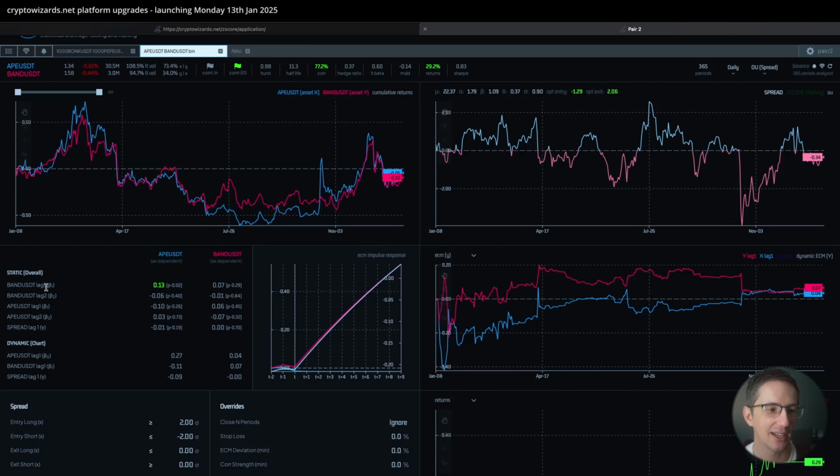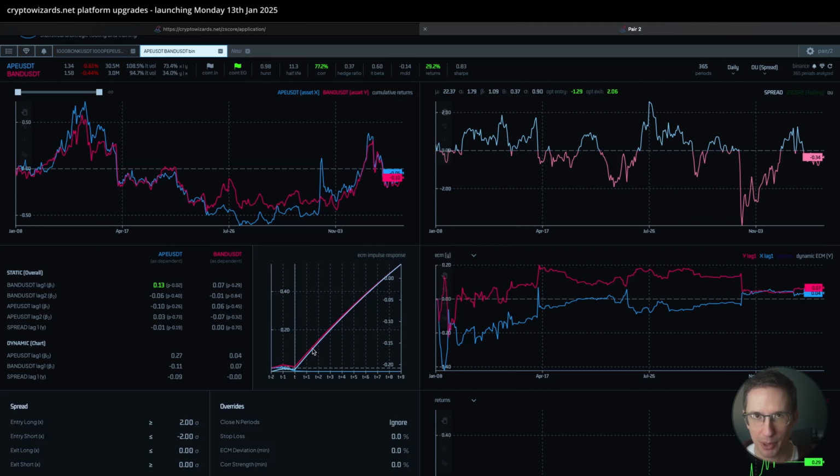And this means that BAND USDT, so APE USDT, reacts to the change in the last time period, the lag 1 of BAND USDT by 0.13. And so this is telling me that using that information, I can actually forecast based on the current time period I'm at here, and this is known as an impulse response. What if there were no more market shocks? What would the spread do? Would it go up or down? And this is actually taking into account all available information. But that's what this here is telling me.